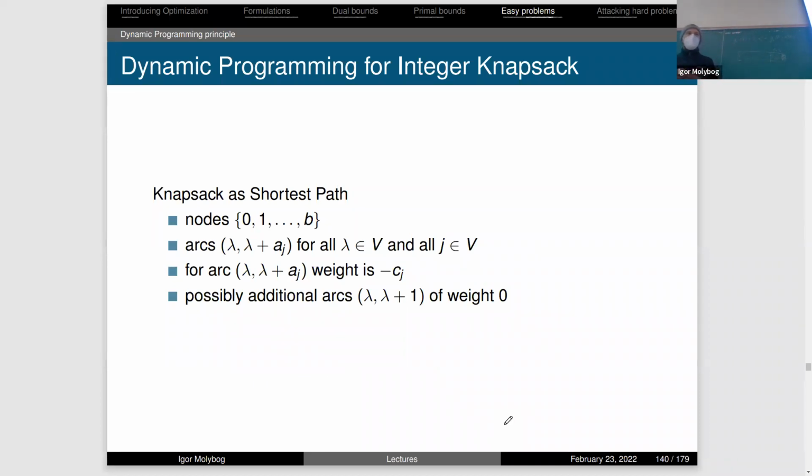Interestingly enough, dynamic programming can also be reformulated as a shortest path problem in the following way. You can put down the nodes from zero to b that correspond to the value of lambda. You remember that lambda was also ranging from zero to b, and you can put arcs from lambda to lambda plus aj for all lambda and for all j. So for all lambda, let's say that we have a1 being equal to 3, then we have 0, 1, 2, 3, 4, and so on. And so the arcs that correspond to the index 1 would look like this, and so forth. What does it mean?